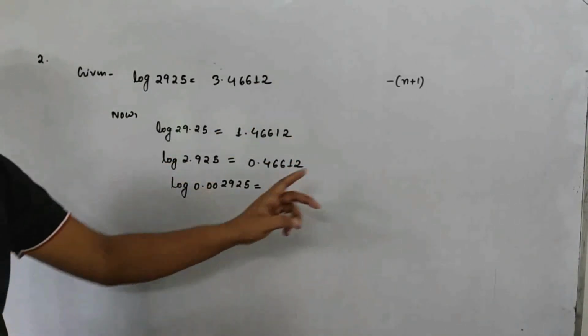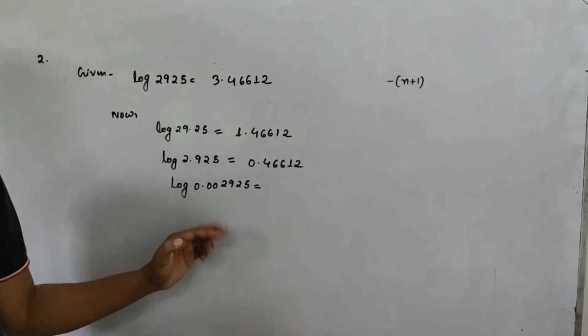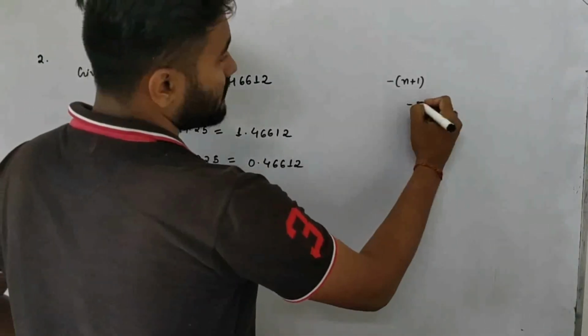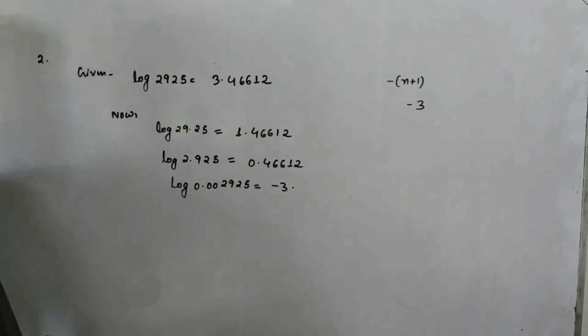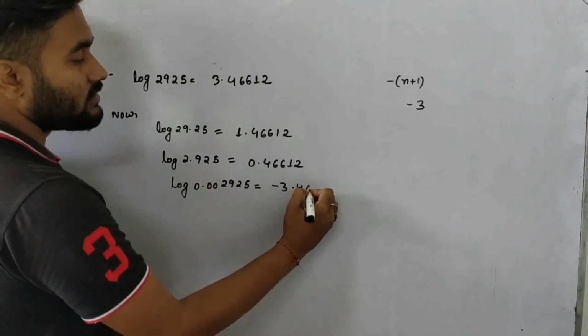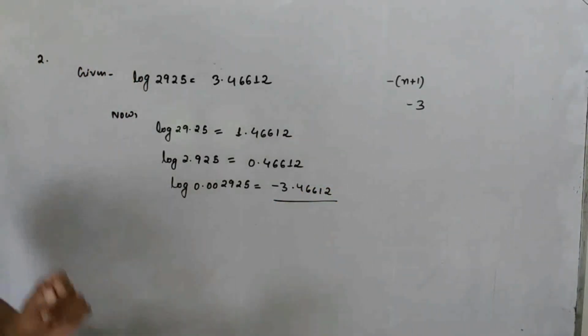See, there is a plus 1, so whatever number of zeros you get, you do plus 1. Two zeros are there, so plus 1 is 3, but minus 3. The characteristic is minus 3. But we will not write the answer like that, minus 3.46612. Because if we write the answer like this, it means what?